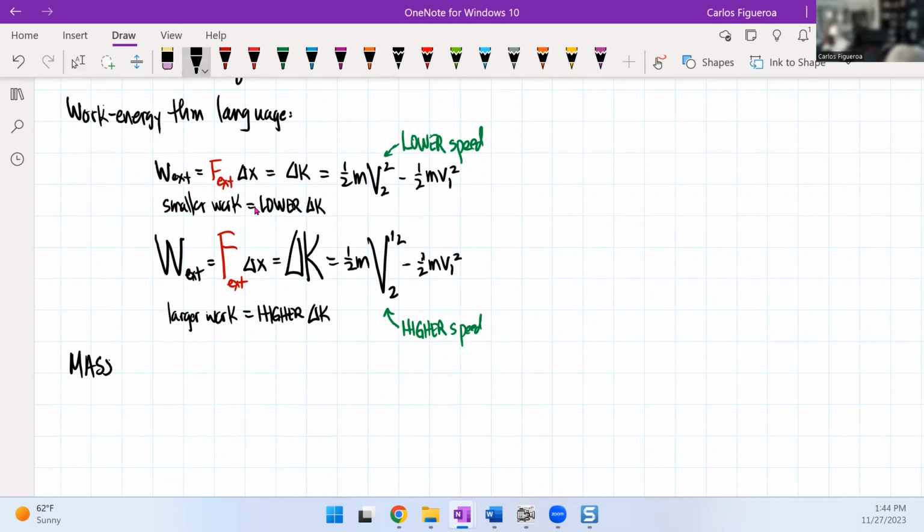Kinetic energy depends on mass. And as before, we have to ask again the same question. Physically, what does this mean?